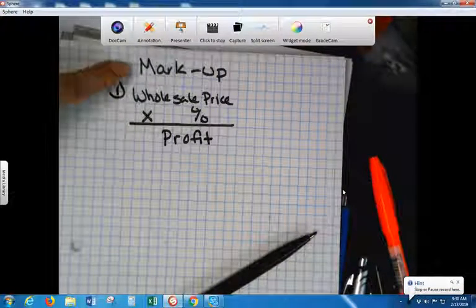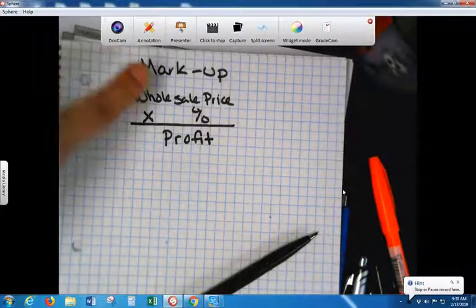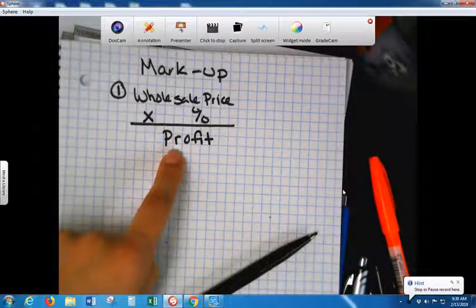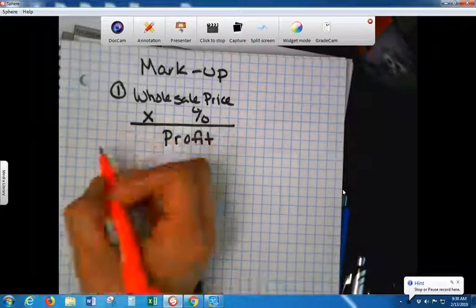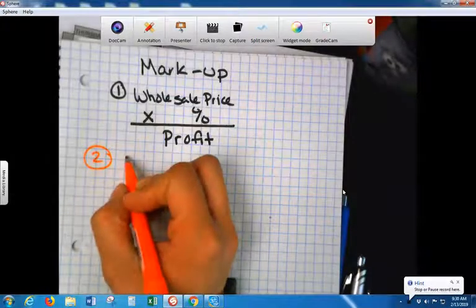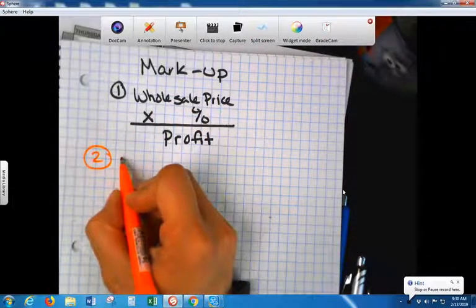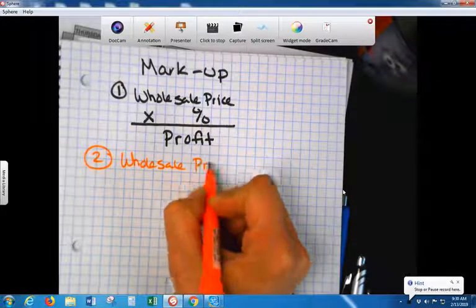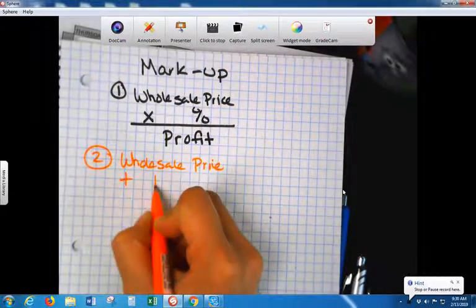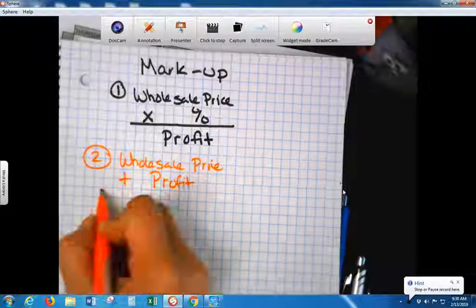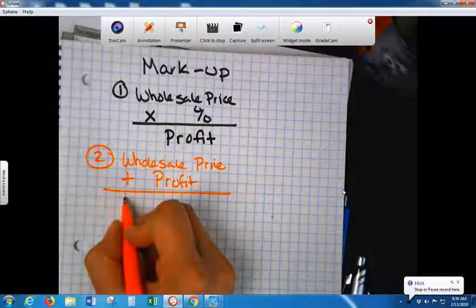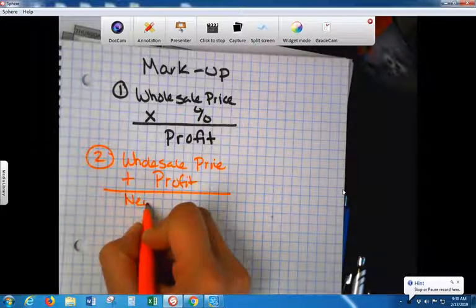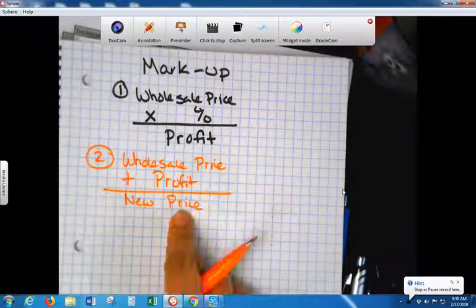So a markup is when you increase the price and you get a profit, right? Yeah. So our second step in markup is you take your wholesale price and you add the profit. This will give you your new price, the price that the customer sees.